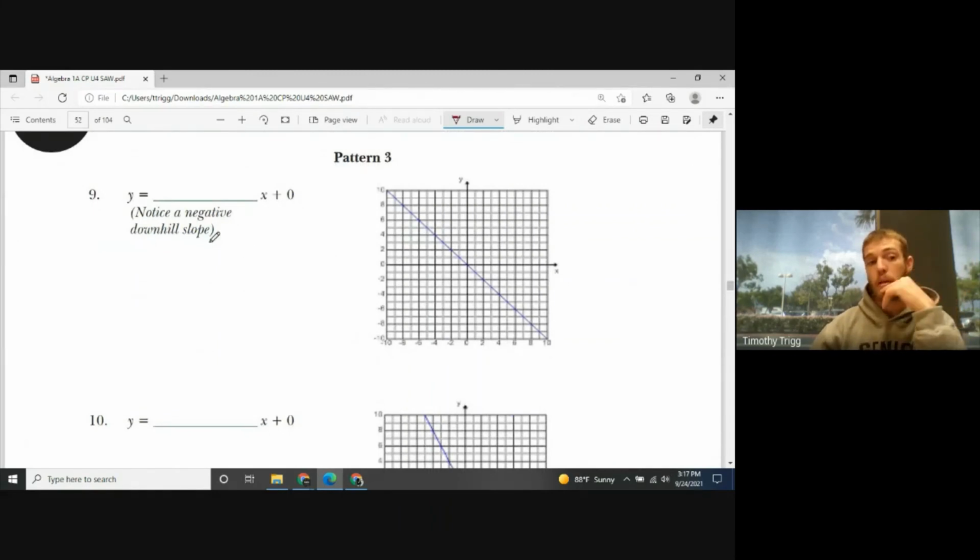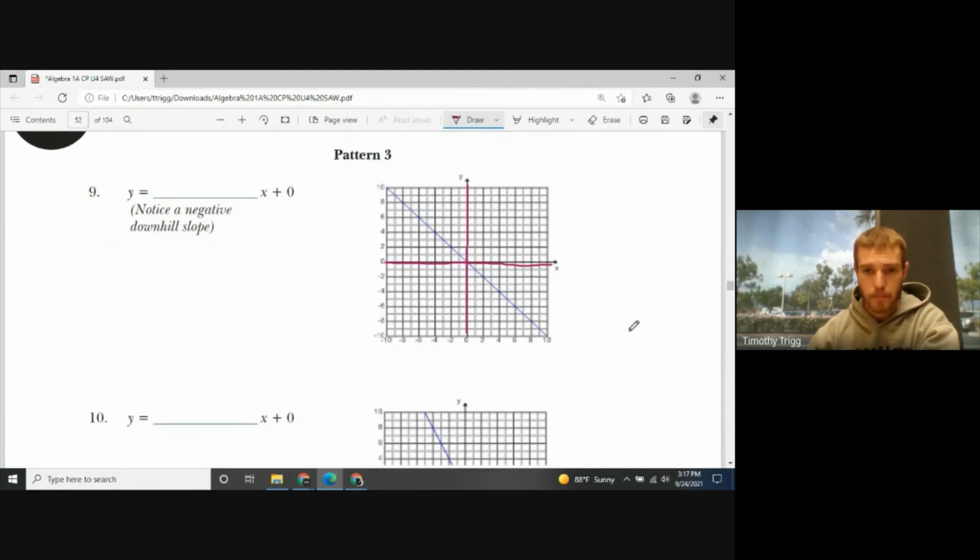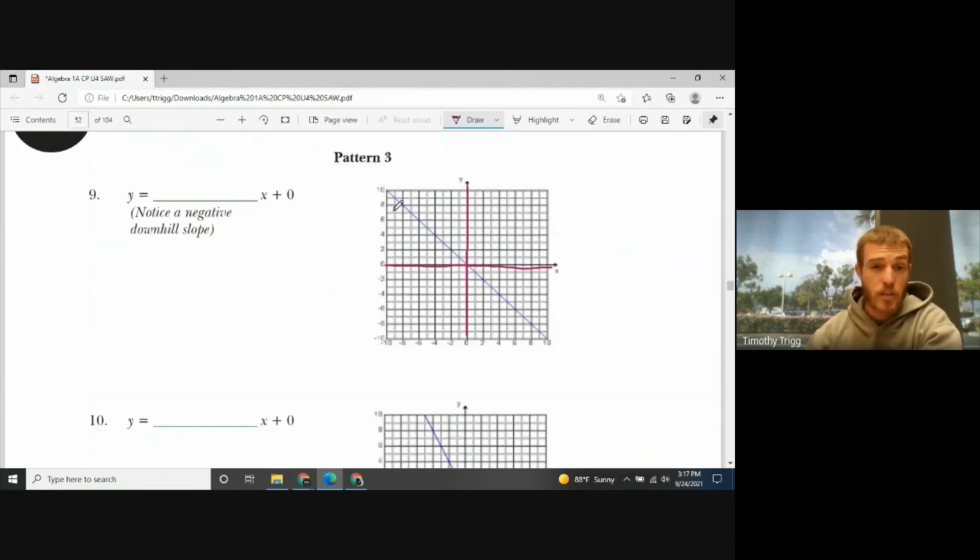Notice this one has a negative slope. Notice you're going down as you go from left to right. Again, I'm going to highlight our y-axis and our x-axis so you can see those clearly. But you can see this one has a negative slope. We talked about that before. As you go from left to right, this one's going down. So this one will have a negative slope.